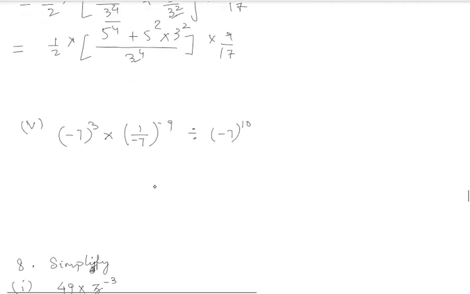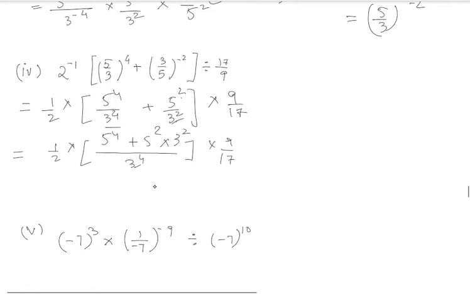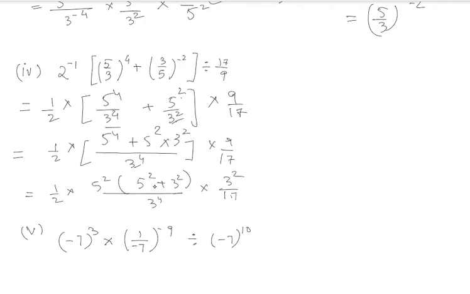So what do I get? I can just simply take something as common, because the question is to write in exponent form. So 5 square is common, so I'm left with 5 square plus 3 square by 3 to the power 4. 9 can be written as 3 square and then 17. So what do I get? 1 by 2 into 5 square into, this is 25 plus 9, 34, by 3 to the power of 4 into 3 square by 17.